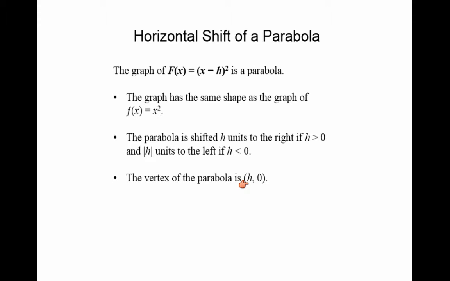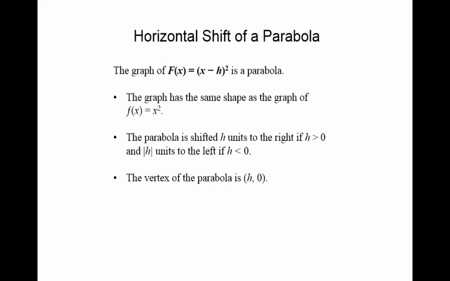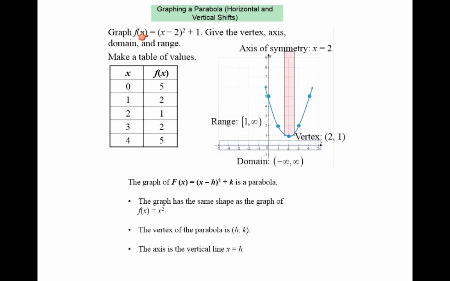The vertex of the parabola is h and 0. So you look at the value of h. So in this case, my h is minus 2. I'm shifting it 2 units to the left. Here my h is plus 2. I'm shifting 2 units to the right. Take a look at this example. Graph of f of x is equal to x minus 2 squared plus 1.